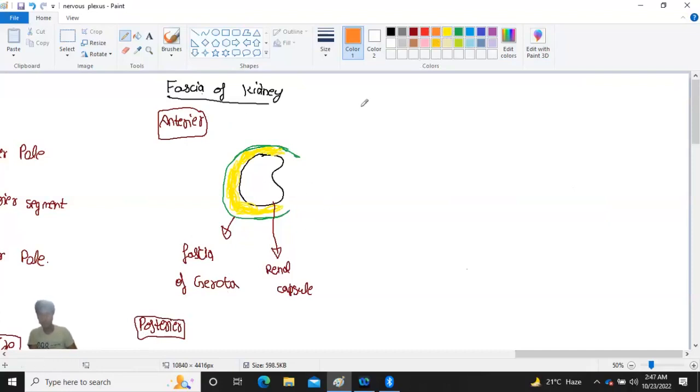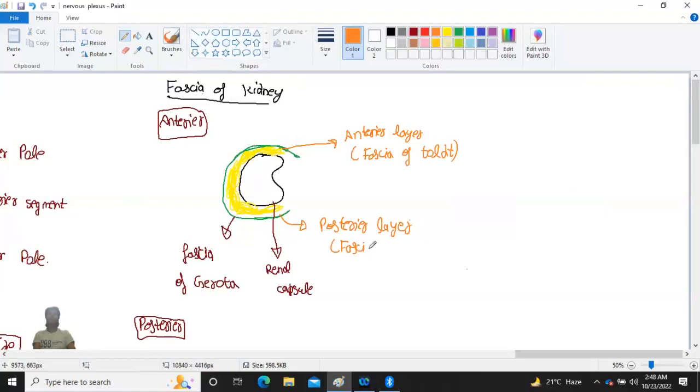The anterior layer is called fascia of Toldt. And the posterior layer is called fascia of Zuckerkandl. These are the names.